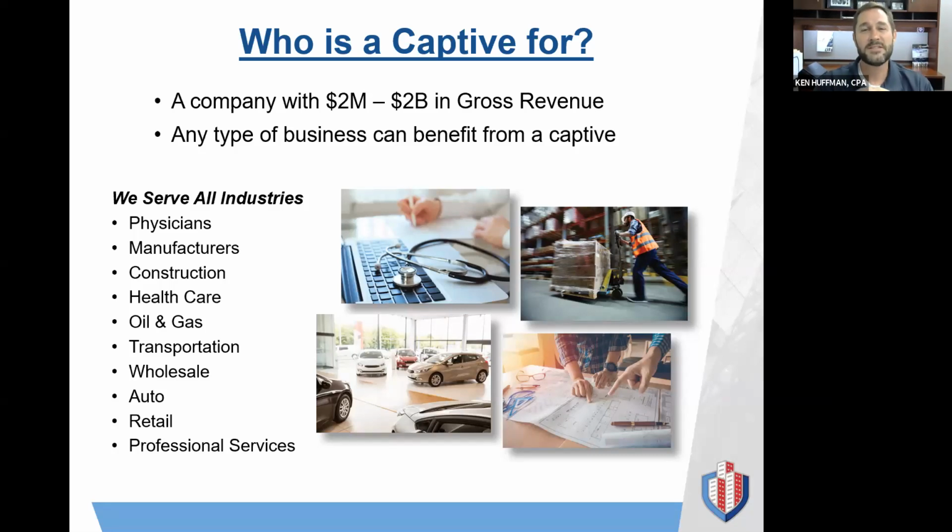What type of business can benefit from a captive? Any type of business. Why? Every business has risk. It doesn't matter what business you're in. So physicians, manufacturers, construction, healthcare, oil and gas, every business has risk. It's something you want to look into to see, is this a good fit for them? Is this something that would be helpful to them?